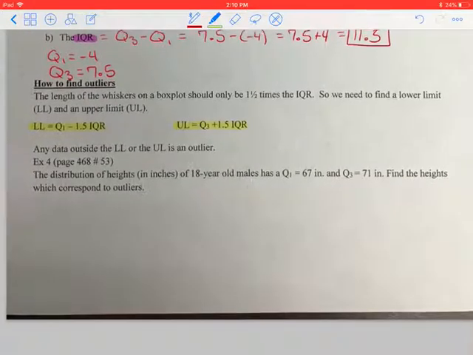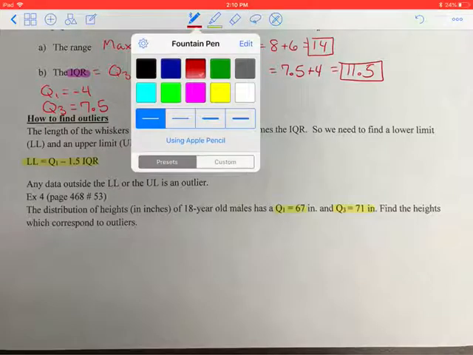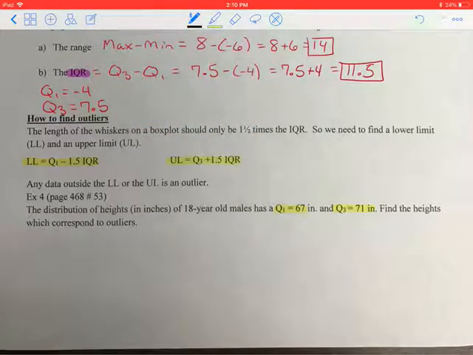So if we look at this first example, we have the distribution of heights of 18-year-old males, and we're given Q1 and we're given Q3. So we want to figure out what heights would correspond with outliers. Okay, so let's find our IQR first because we're going to need it for our formula. The IQR is Q3 minus Q1. Q3 is 71. Q1 is 67. So that gives us an IQR of 4.